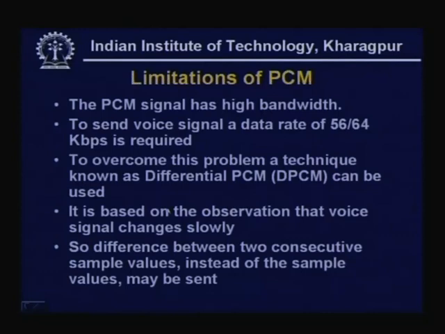Pulse code modulated signal has got high bandwidth, as we have seen. Say, a 4 kilohertz analog signal will require a bandwidth of 4 kilobits per second. As we have seen, for a voice signal you require a data rate of 56 kilobits per second if you are using 7-bit encoding, or 64 kilobits per second if you are using 8-bit encoding. To overcome this problem, a technique known as differential PCM can be used.